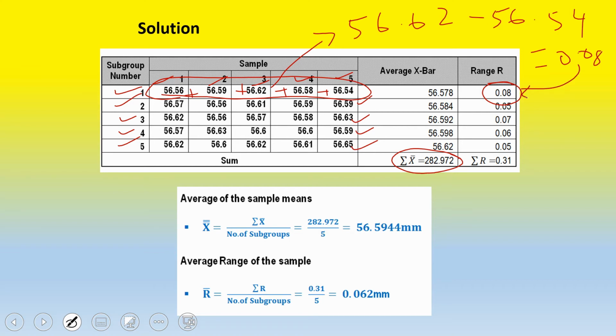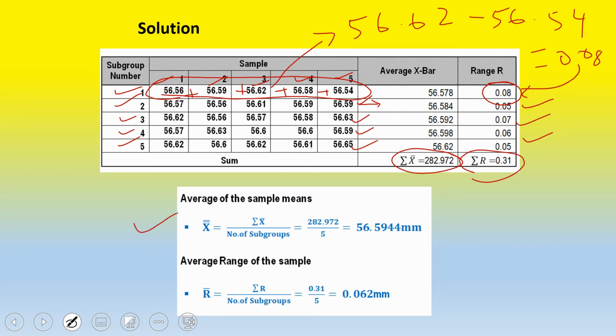Similar to that, we have to find the maximum in the second subgroup and the minimum, and then find the range. It will come 0.05. Then we are finding the range in the same manner, and in the end the sum of the range, the total of the range. After that, we have to find X double bar.